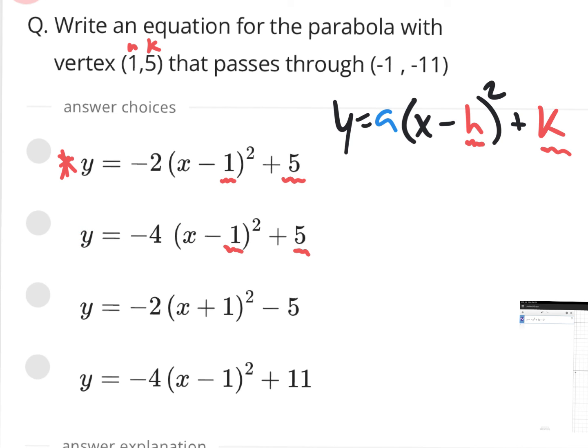But we have Desmos, guys. So if you're not sure, which one is it? I already know it's one of these. Can't be these guys. These both have the vertex 1, 5. But which one of these passes through -1 and -11? You could type in both of these into Desmos. You're going to get your parabola. See which one actually passes through the coordinate -1, -11.